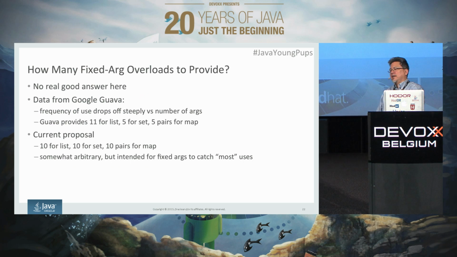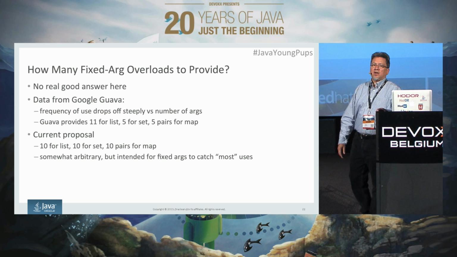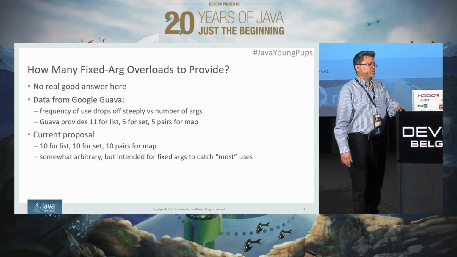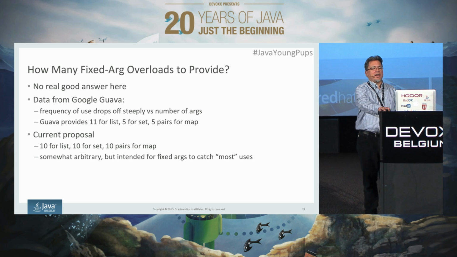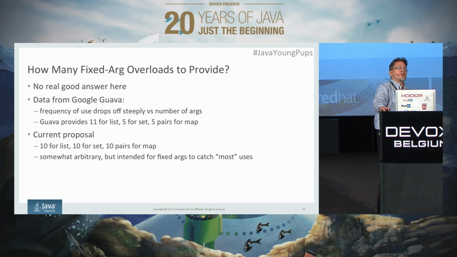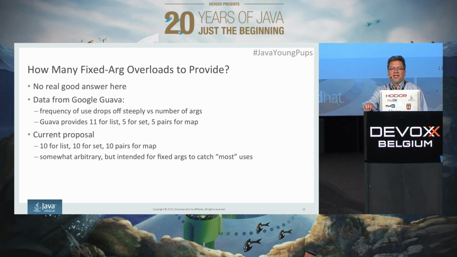All right, so there's another design question, which is, how many fixed arg overloads should there be? It's really hard to come up with a good answer. In fact, I've changed the proposal a couple times, and I get criticism no matter what. So I think we just have to decide.